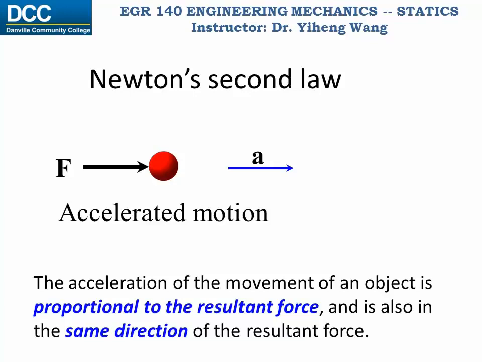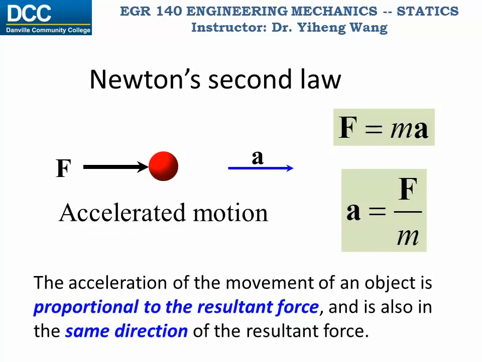In Newton's second law, it is stated that if there is an unbalanced force acting on an object, it will cause accelerated motion. As a result, the acceleration of the object will be proportional to the resultant force, and this is summarized in this equation, F equals ma, where m represents the mass of the object, a is acceleration, and F is the force. We can also rewrite this equation into the form that a equals F over m.